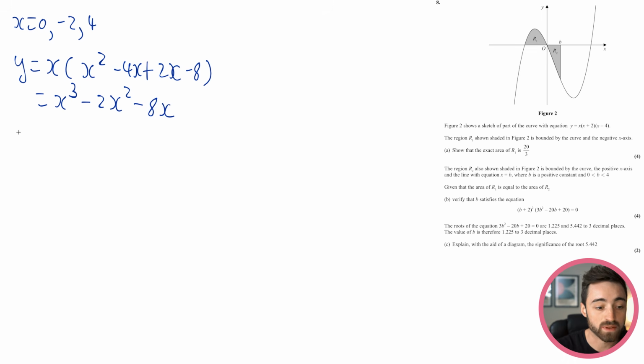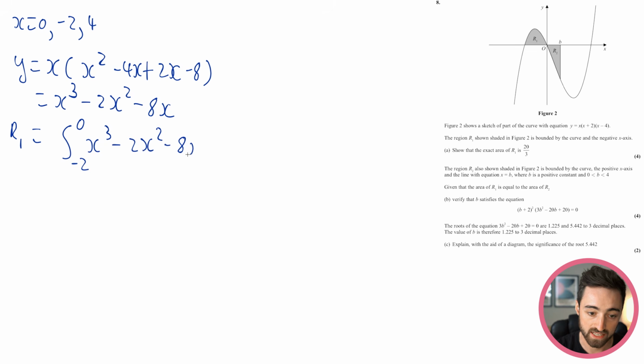So that tells me that my region R1 is going to be the integral between 0, which is the top limit, the origin, and then minus 2, because that's where it hits the x-axis. And then all of this curve here: x cubed minus 2x squared minus 8x. So we should hopefully know what to do here. Just straight up integrate it, right? It's a definite integral, so I'm going to put my square brackets ready, and then I'm just going to integrate. So I'm going to get a quarter x to the 4. Remember, add 1 to the power and divide by the new power.